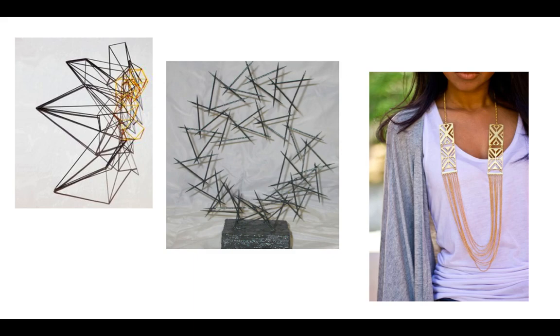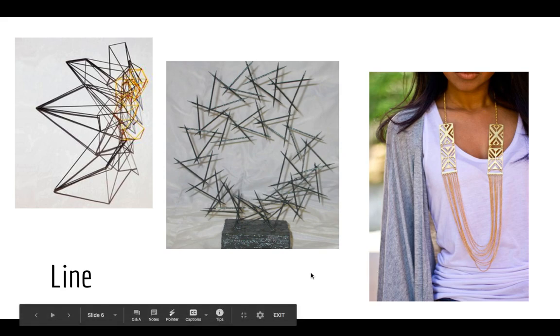What element do you think is being used here? There's a few, but primarily we're using line. So these all are using different types of lines. With these two, we have pretty straight and geometric type lines. Over here, we have kind of a combination of geometric lines with also more of an organic and flowy set of lines as well. Line is really primary in all of these pieces.